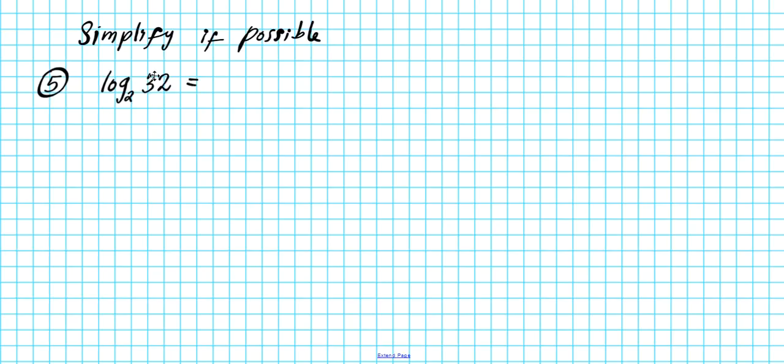All you simply have to do is write this as a power of 2 if possible. Let's take a look at our powers of 2. 2 to the 0 is 1. 2 to the 1 is 2. 2 to the second power is 4. 2 to the third power is 8. 2 to the fourth power is 16. 2 to the fifth power is 32. Voila, this is what we want here.